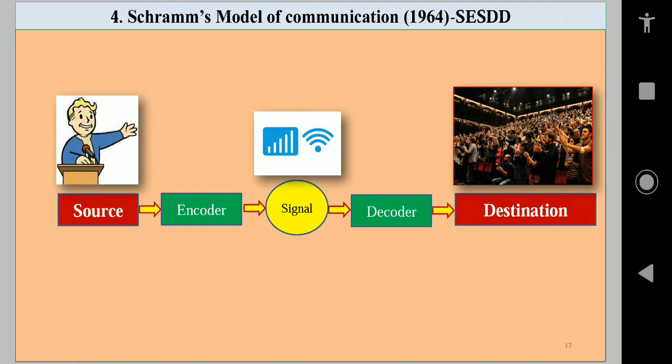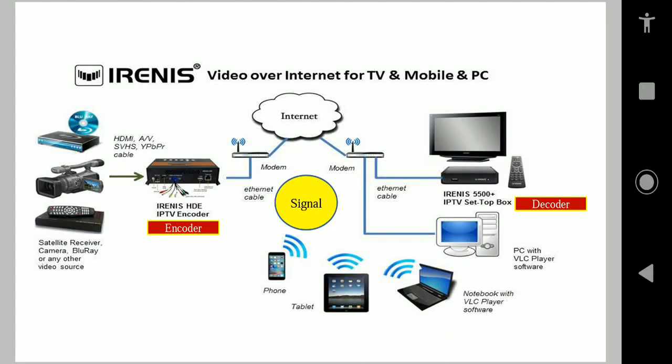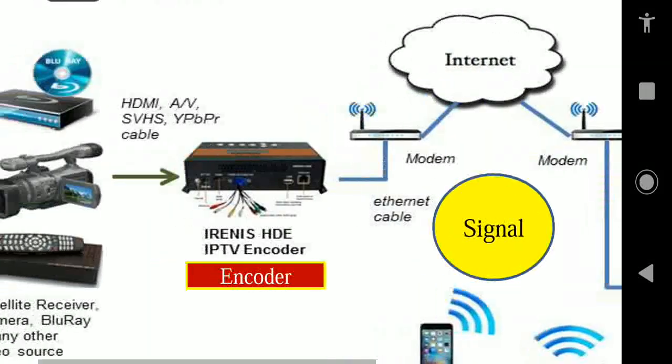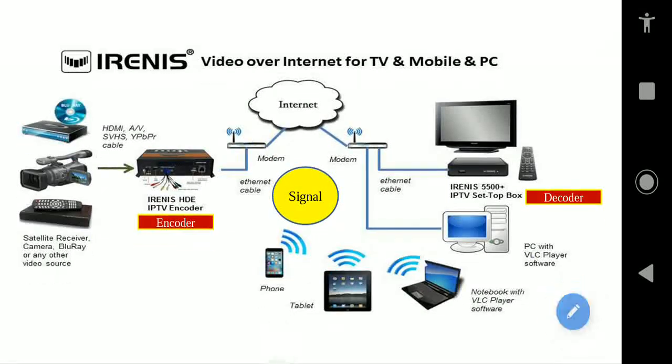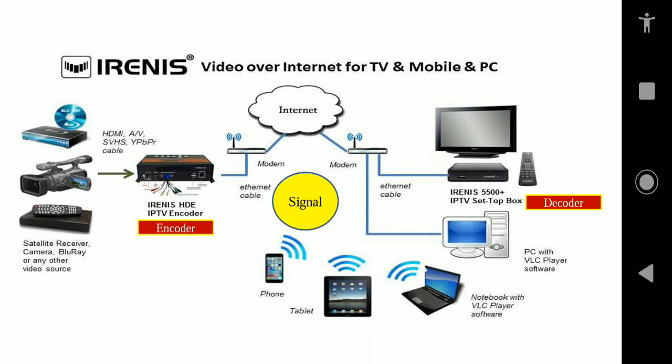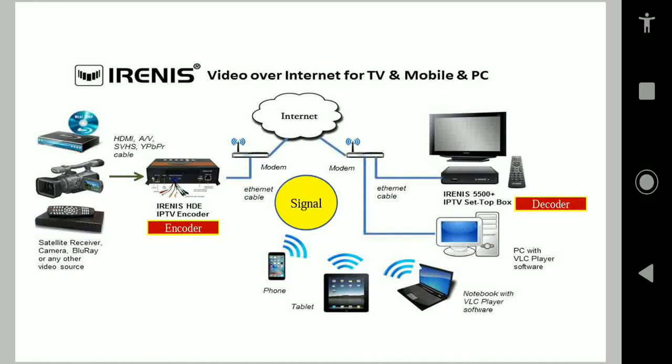Next, the picture shows that at the encoder the message is encoded into code, and it is transferred through the channels to the receiver, that is, your set-top box is your receiver. Here decoding is done, in which the coded message is decoded and converted into an understandable message form, and reaches the destination.